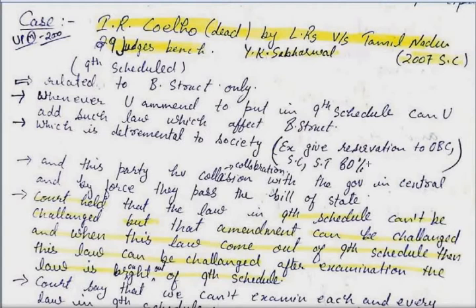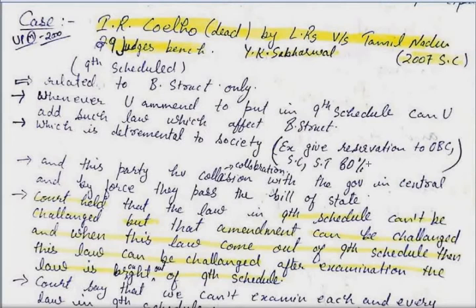9th शेड्यूल में एक बार लॉ चला गया तो उस लॉ को आप चैलेंज नहीं कर सकते, लेकिन अमेंडमेंट को तो आप चैलेंज कर ही सकते हो, क्योंकि अमेंडमेंट can be challenged on the ground of the basic structure of the constitution, and once the amendment is declared to be unconstitutional, then the law is exposed. Means the cover of the 9th schedule is removed and the law comes out of the 9th schedule. And once the law comes out of the 9th schedule, then by the normal process, the Supreme Court can always declare that law to be unconstitutional.